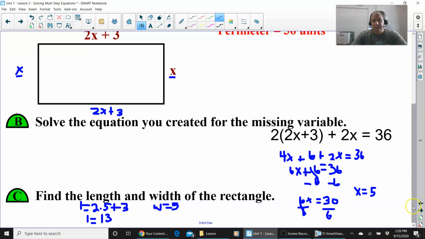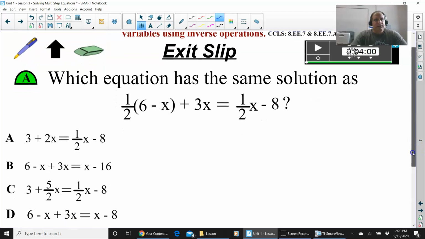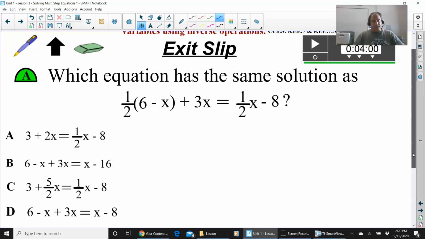All right, so here we are with the exit slip. Please take a look at the question. It says which equation has the same solution as this one up here. Go ahead, give it a try, press pause, and pick your answer now.